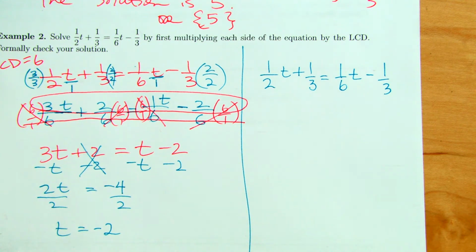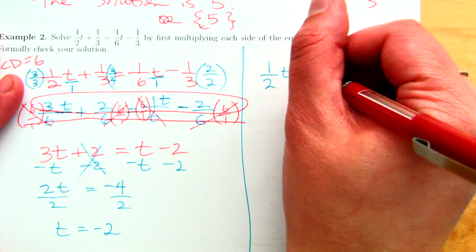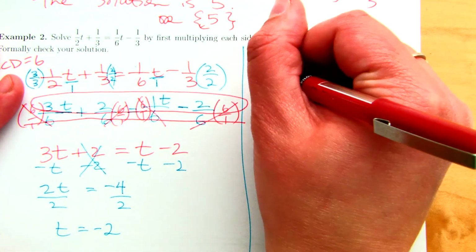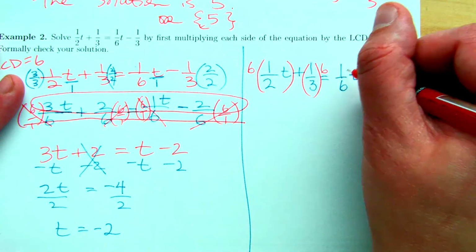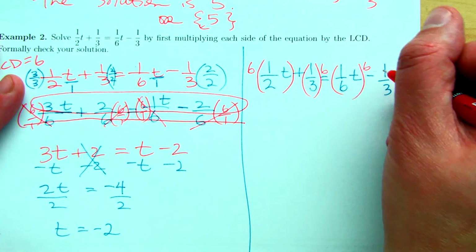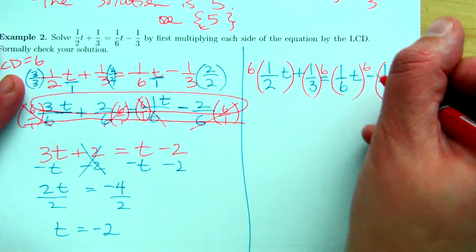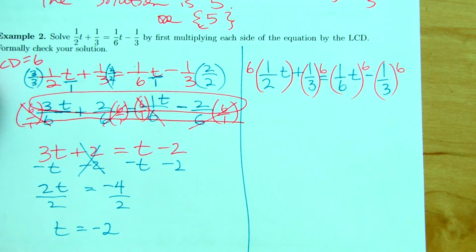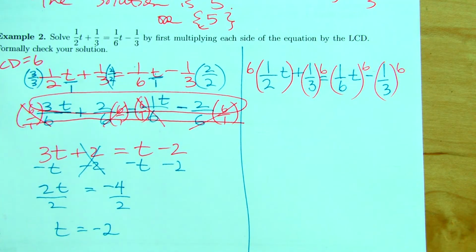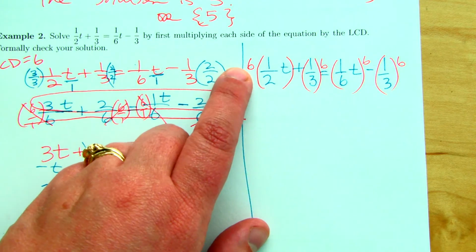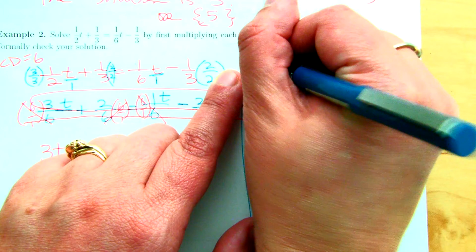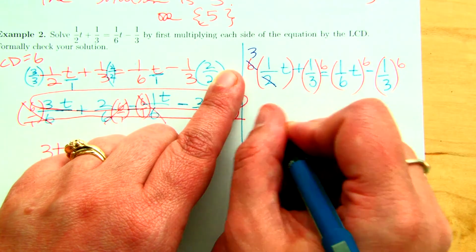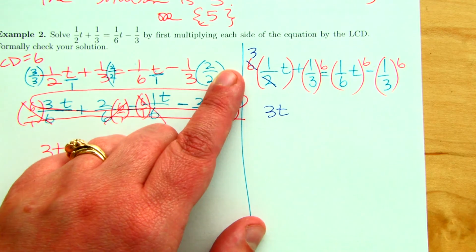So this is actually the exact same thing, okay? But instead of making them all have 6, I'm going to multiply this term by 6, this term by 6, this term by 6, this term by 6. 6 over 1, right? How many times does 2 go into 6? 3 times. So 2 goes into 6 3 times. 3 times 1 times t is 3t. You see that?